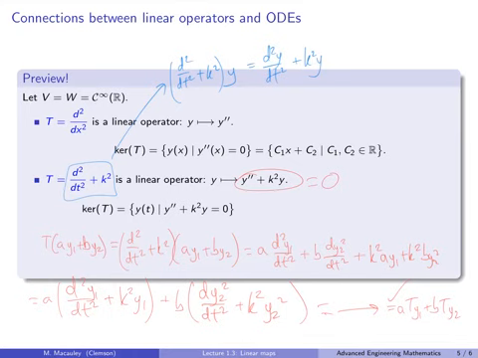Y double prime plus k squared y equals 0. Now look at this. What is that? This is a second order differential equation. A second order linear differential equation. And in fact, that is why way back when you probably learned what it means for an ODE to be linear without any justification as to what that means. And basically that just means that it arises from a linear operator like this.